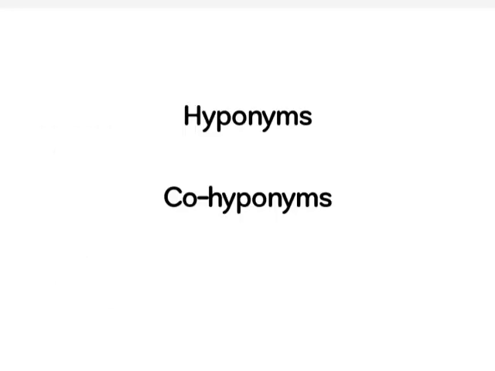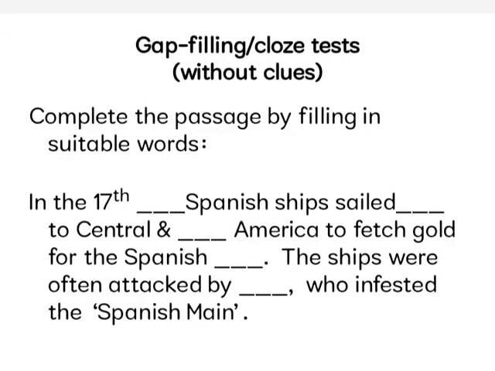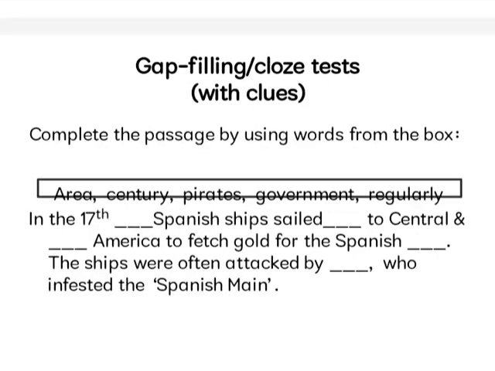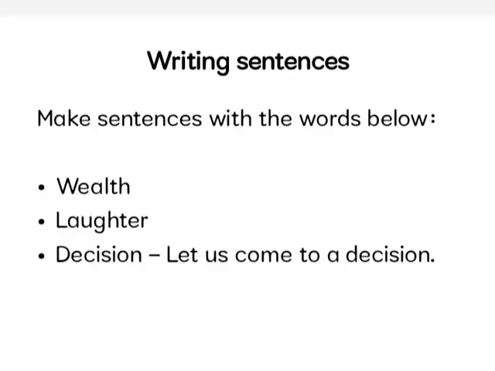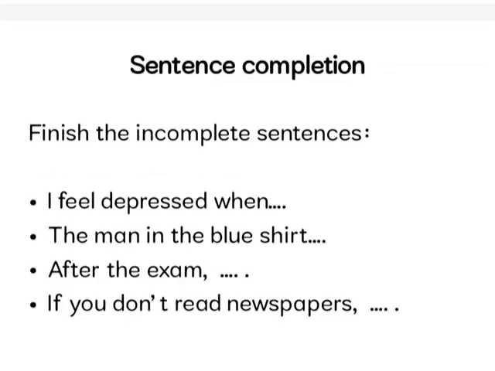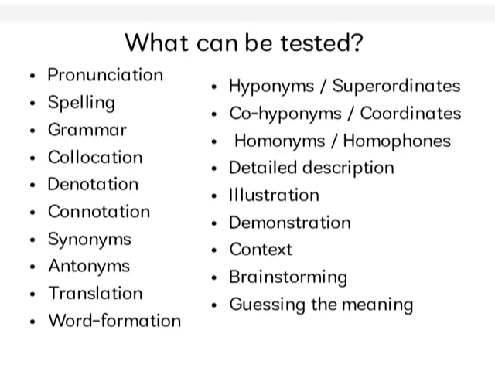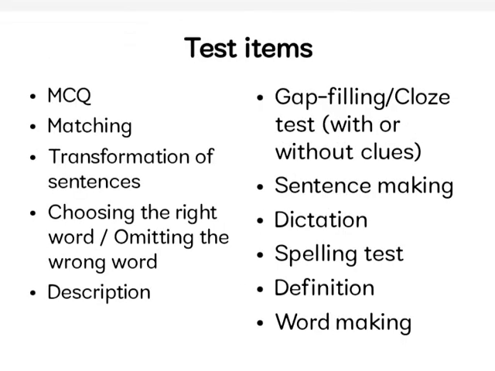When testing hyponyms or co-hyponyms, learners can be asked to find out the odd ones, to figure out analogies, to fill in the gaps without clues or with clues, to make sentences with words, to translate sentences into another language, and to complete sentences that are incomplete. Other than that, learners can be asked to write down the words or sentences they hear. These testing techniques can be helpful for learners to assess their vocabulary skills.